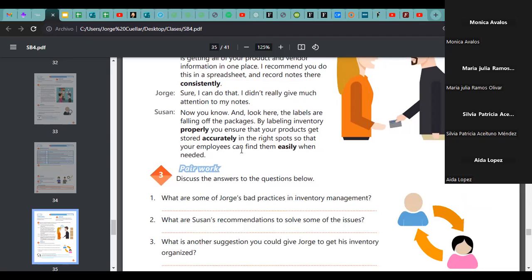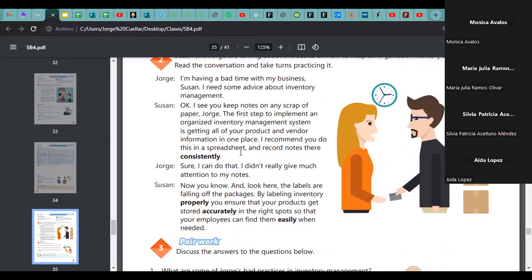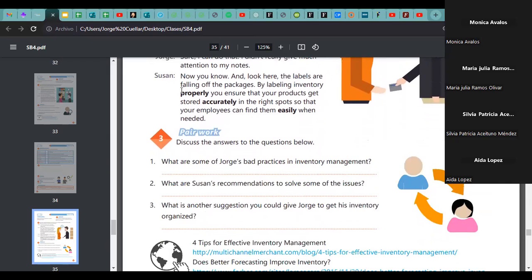And number two says, what are Susan's recommendations to solve some of the issues? Do it in a spreadsheet, the products. Very good. So a spreadsheet is a very good way for him to check the management system, right? And it says, what is another suggestion you could give Jorge to get his inventory organized? This is interesting. So what would be a recommendation on your side? Those actions, for example, a spreadsheet and the record notes, do them weekly. Very good to do that weekly. That would be a very nice part of the system.